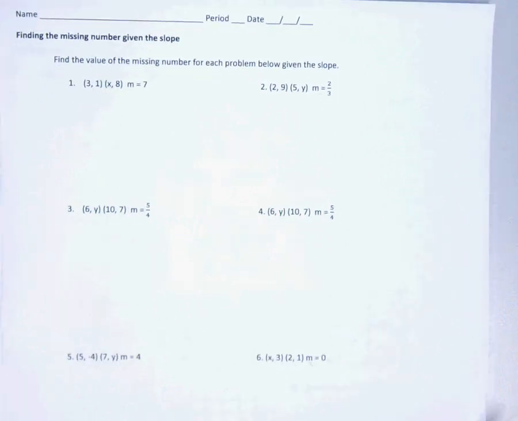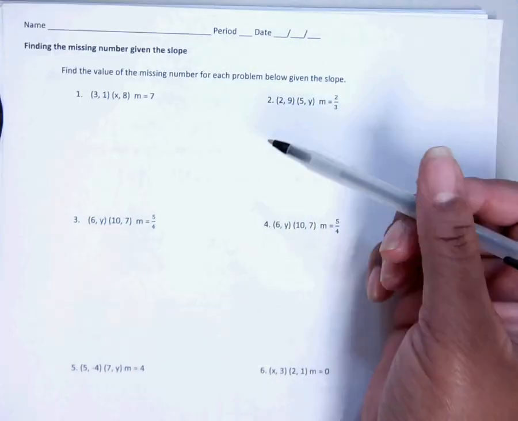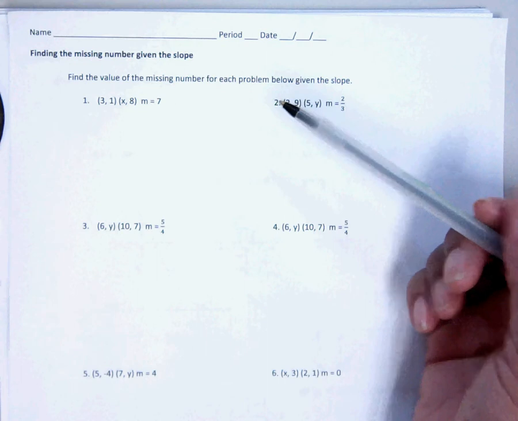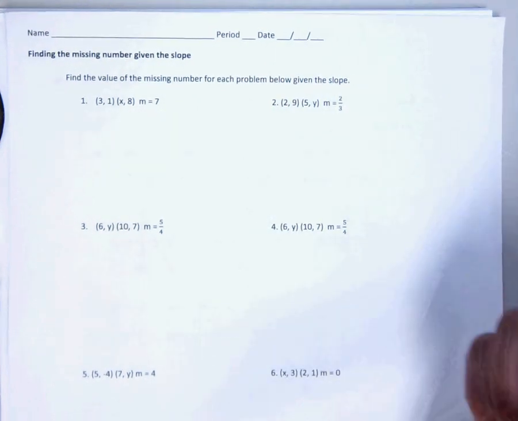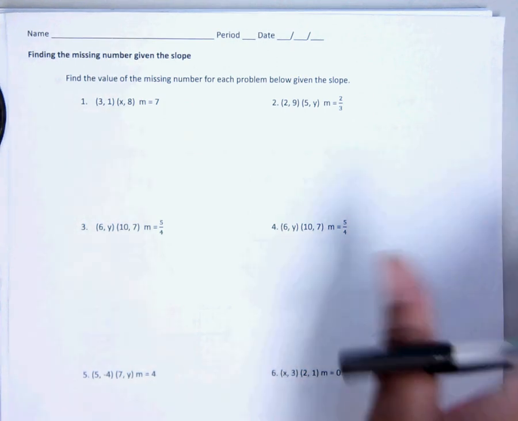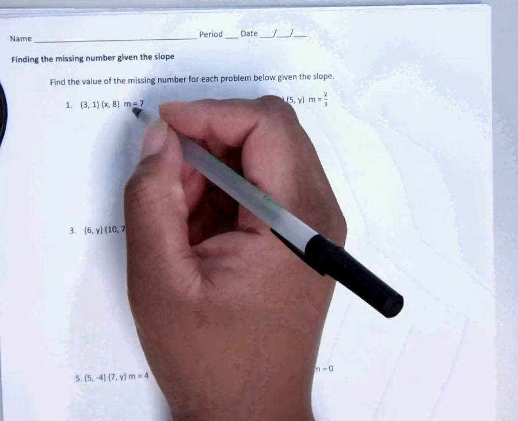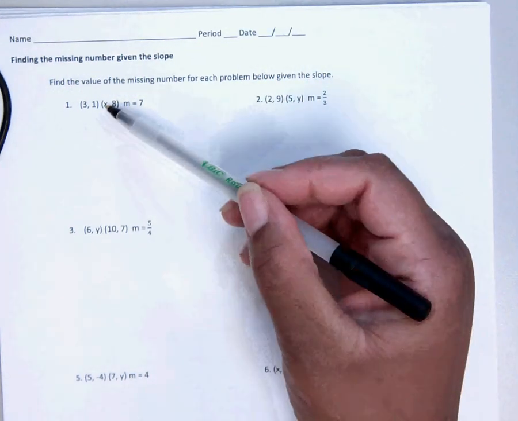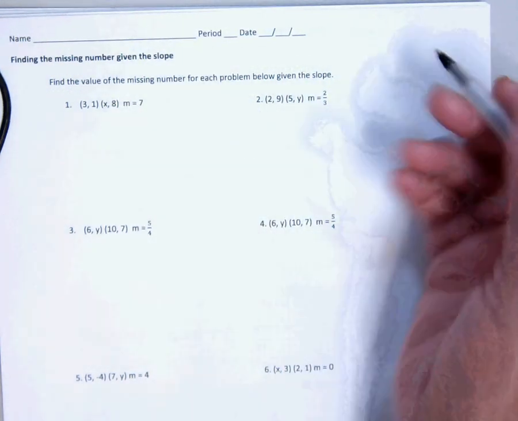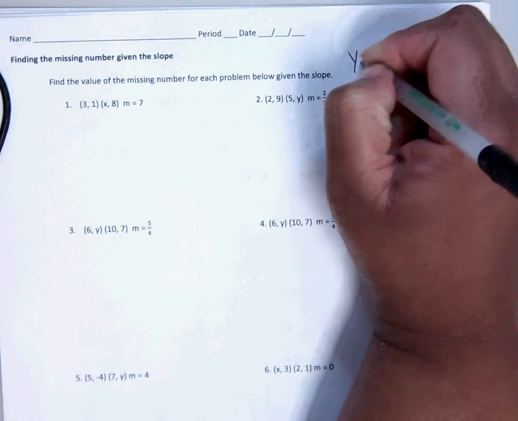Okay, from class, this is what we worked on. Or if you're watching it before we did this in class, this is what we are going to do in class. Okay. Anyway, to do this problem about finding the missing number, you have to first know the slope formula. So let's go ahead and write that down.